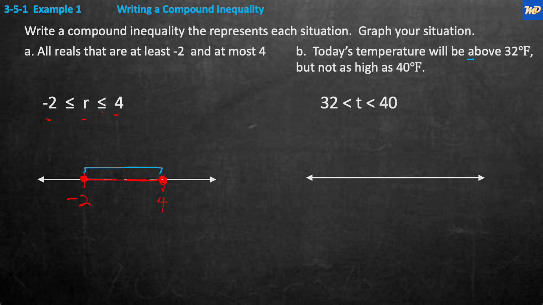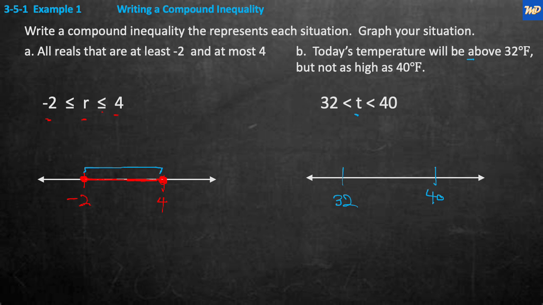So our T, we're going to use T for temperature. So 32 is less than T, T is greater than 32, because 32 is less than the T, and T is less than the 40. So I'm going to put a 40 on the line. Here's 40. And I'm going to put a 32 on the line over here. And T is somewhere between these.